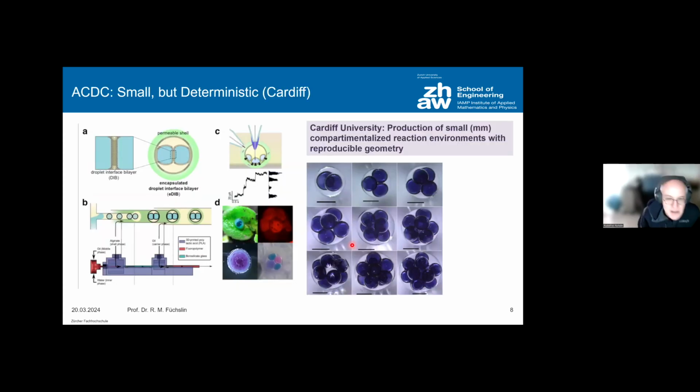That's completely different in our Cardiff system that has been developed by the University of Cardiff. They use small droplets which they immerse into a fatty environment. And if you do that, then you get a lipid bilayer between these two droplets. And this lipid bilayer can be equipped with pores. And using microfluidics, you can set up in a reproducible manner geometric structures with a well-defined connection structure, which form a well-defined network.